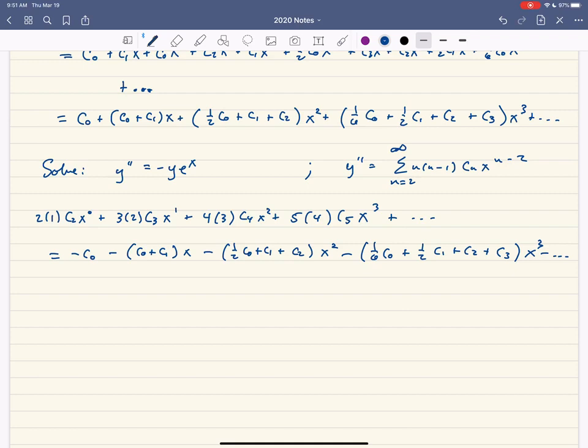So we know that 2c2 is going to be equal to minus c naught. That's what we get from setting this equal to that. And then next we know that the linear terms have to be the same. So 6c3 is going to be equal to minus the quantity c naught plus c1. And 12c4 is going to be minus the quantity 1/2 c naught plus c1 plus c2. And one more, 20c5 is going to be equal to minus the quantity 1/6 c naught plus 1/2 c1 plus c2 plus c3. And we can keep going.